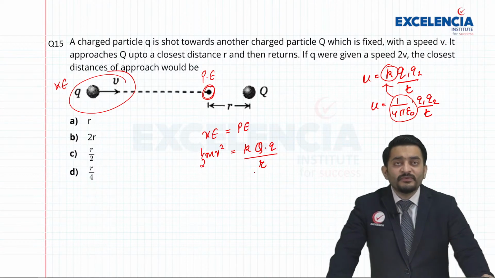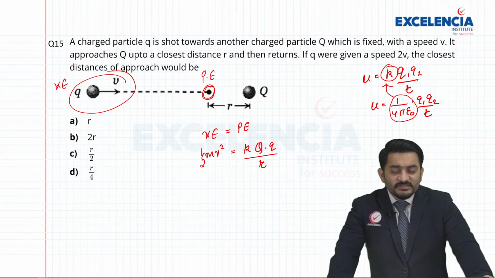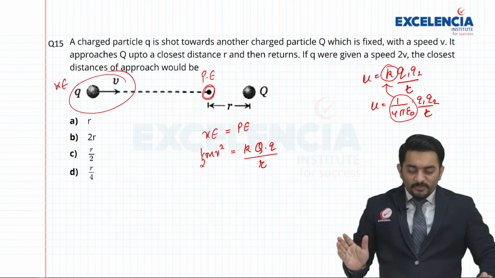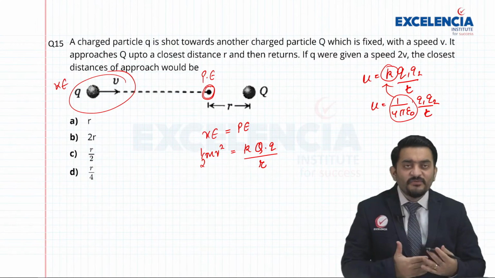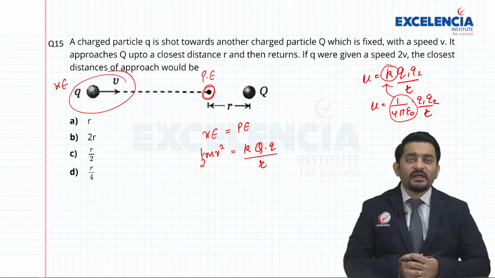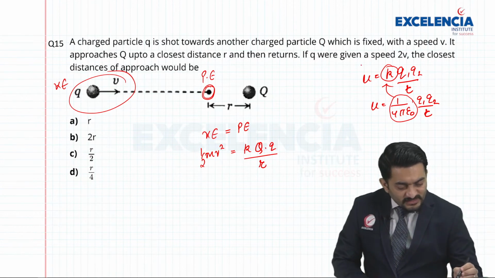The small r value where the charge is going to be stopped for a moment and then it is going to be moved back. Okay, from this what I need to do, is there a way that I can derive a relation between r and the velocity? Yes, because that is what has been given.